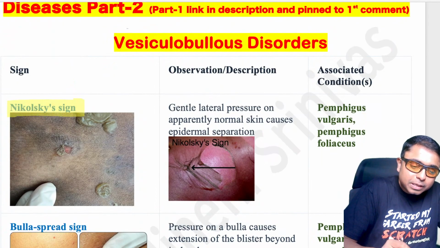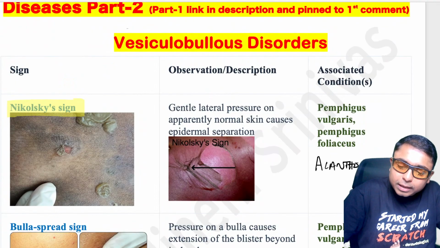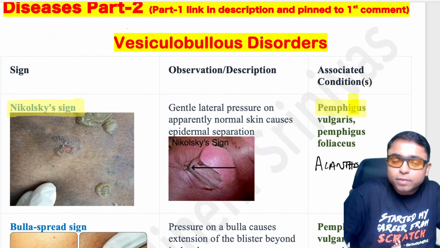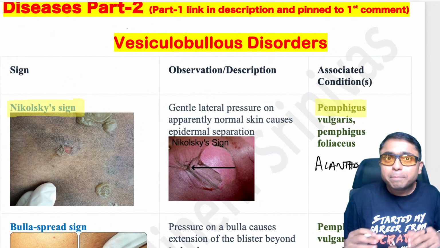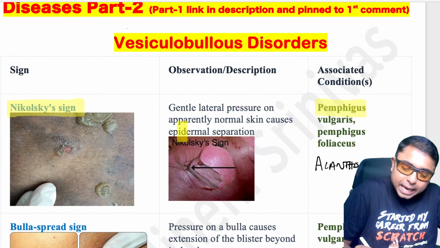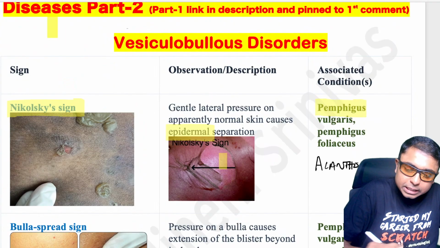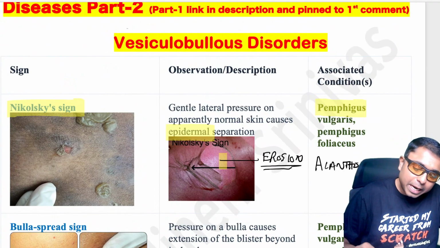Let us begin the discussion with Nikolsky's sign, which is a very important sign in the vesiculobullous disorders. And please remember, this is going to be seen in conditions wherever there is underlying acantholysis. So it is seen positive in the intraepidermal blistering disorders like pemphigus, in which we apply a tangential pressure on the perilesional skin, where there is separation of the epidermis from the underlying dermis, leading to the formation of this erosion, as you are able to see here. So this is what is called a positive Nikolsky sign, very important.